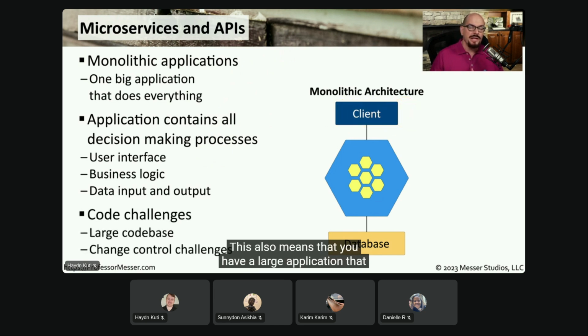This also means that you have a large application that needs to be installed on one local machine. And if that application needs to be updated, we need to process a change control. We need to send the changes down to that particular device.